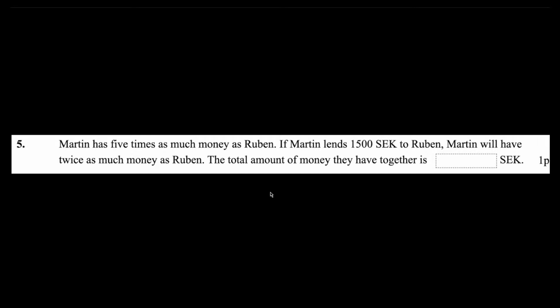So this question, let us read it now. Martin has 5 times as much money as Ruben. If Martin lends 1,500 crowns to Ruben, Martin will have twice as much money as Ruben. The total amount of money they have together is how many crowns? Okay, if you haven't done this before, it's a good time to think about it while I am cleaning the whiteboard, okay? Don't waste your time. Try to solve the problem now so that I can have time to clean the board.